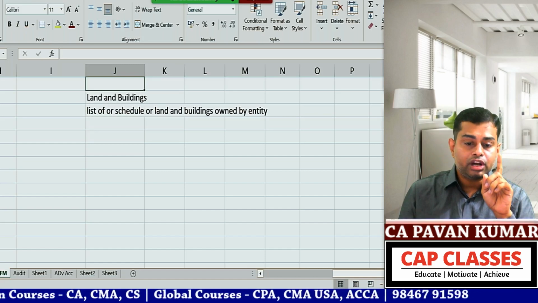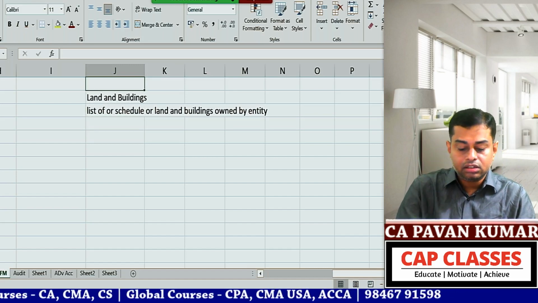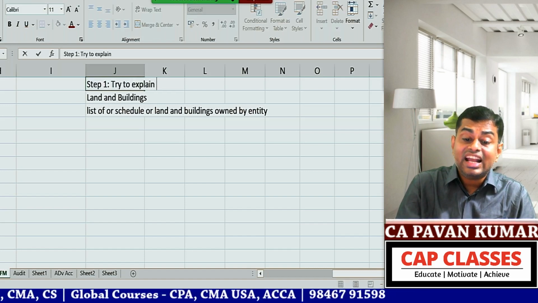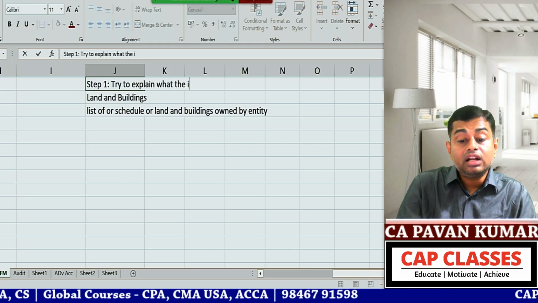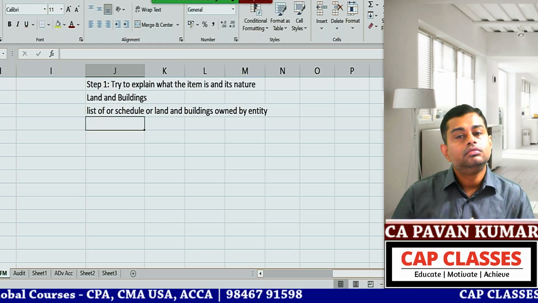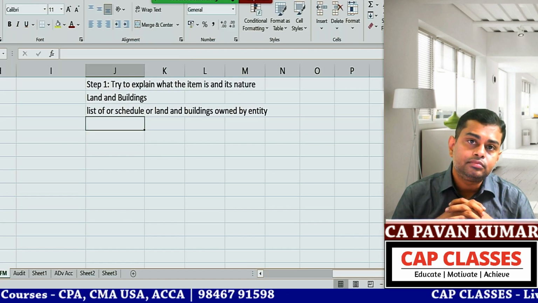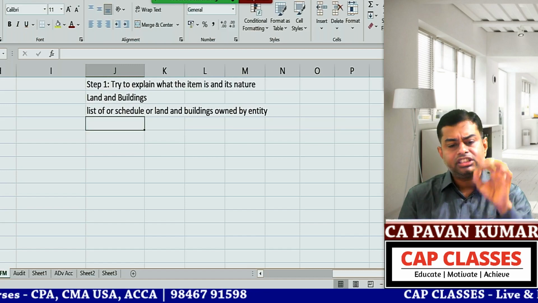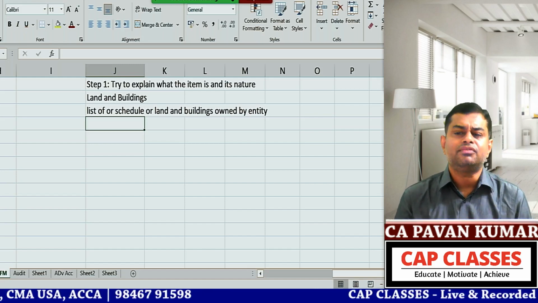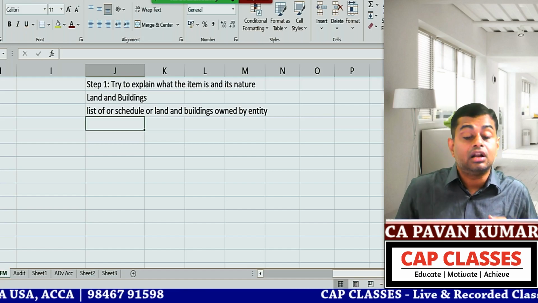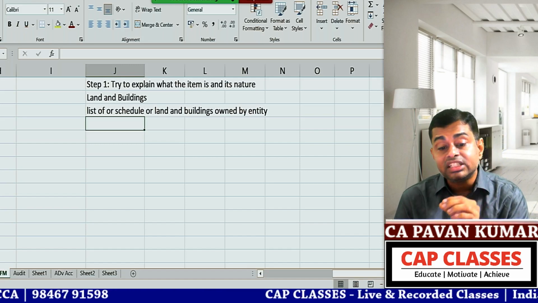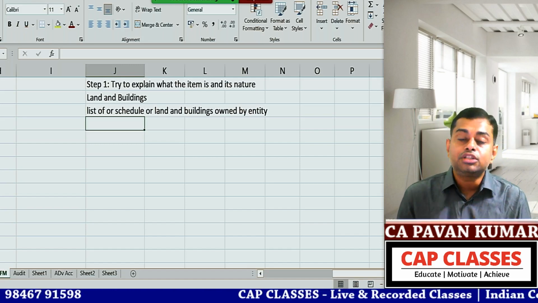Always remember one thing. In your answer, step 1, try to explain what the item is and its nature. In every question, the first point should be, this is so and so. For example, in case of land and buildings, what can I tell? Simple. Land is a non-depreciable asset. Building is a depreciable asset. So that should be your first point.